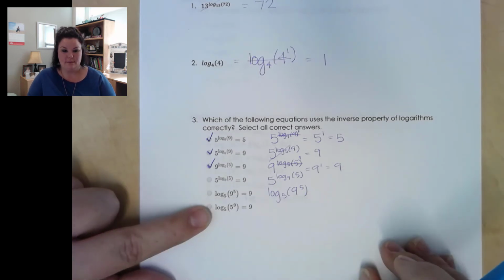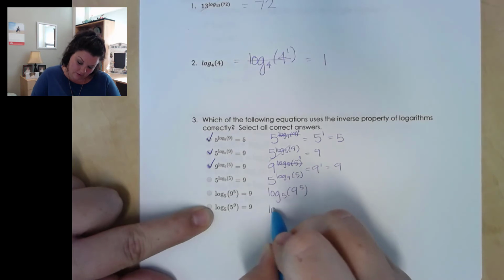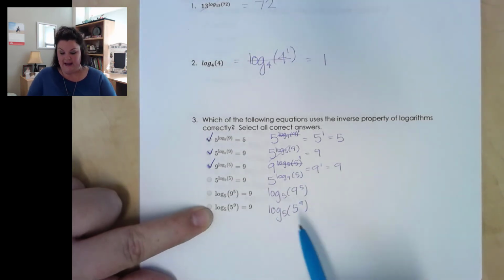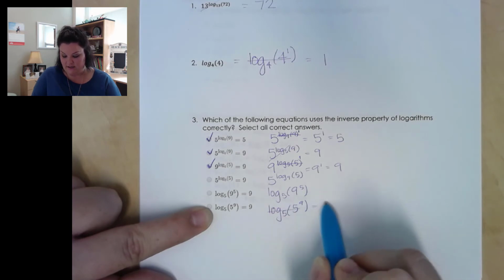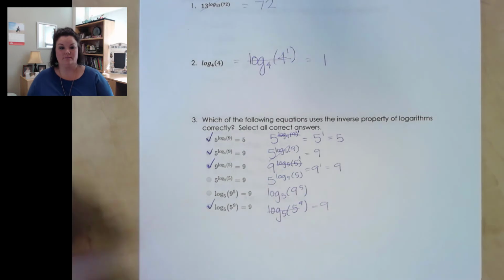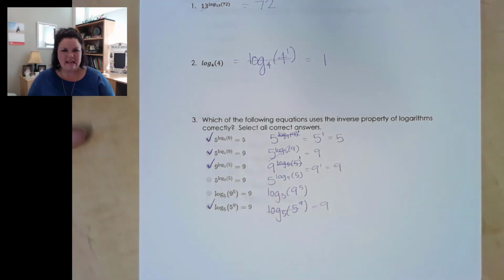Okay. And then my last one, I have log base 5 of 5 to the 9th power. Again, I have a log base 5, but this time I have an exponential base 5 inside of it. So those will cancel, and this will just give me 9. So this last one is also a solution. Okay, so this is our idea of exponentials and logs being inverses and how they can cancel one another out.